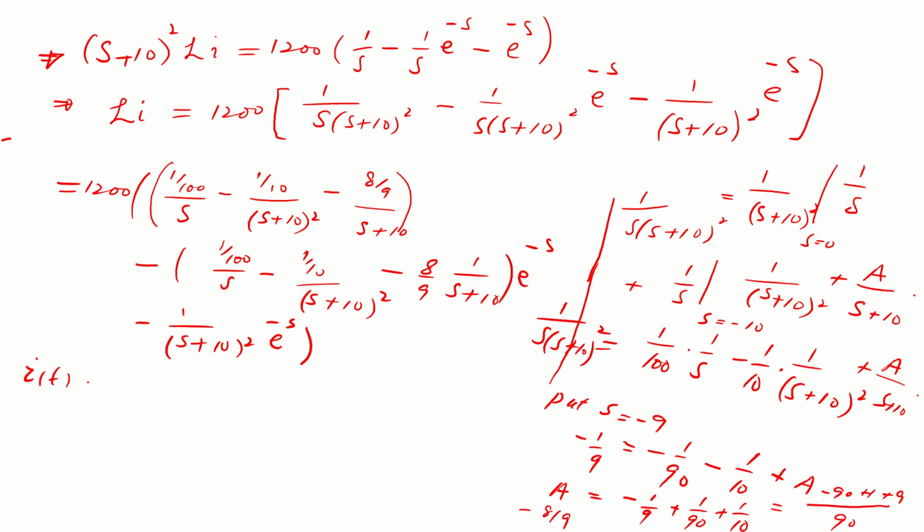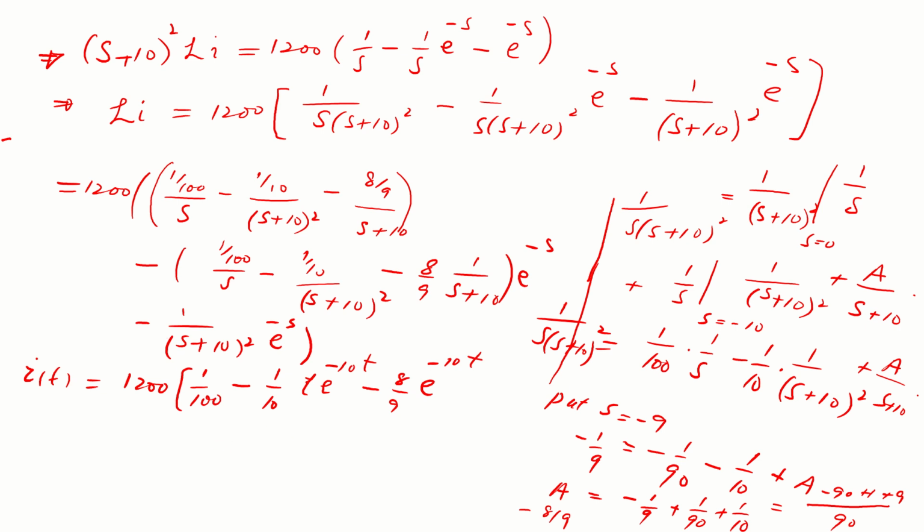So I of t will be Laplace inverse of all of them. So I just go for the Laplace inverse directly. Laplace inverse of this one is what? That is 1 by 100. This will become, if you see, 1 by 10 into 1 over (s plus 10) square. So using first shifting theorem, it will become 1 by 10 t e power minus 10t. This is simply 8 by 9 e power minus 10t.